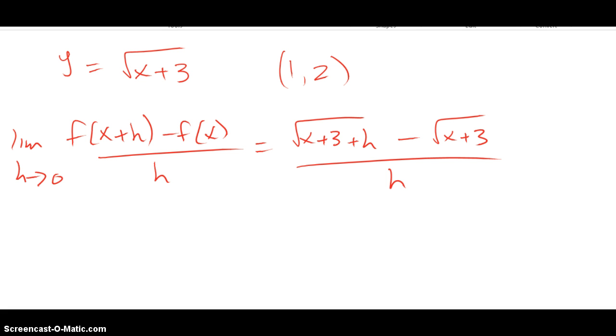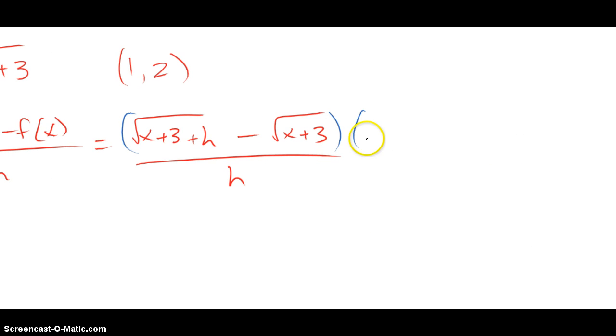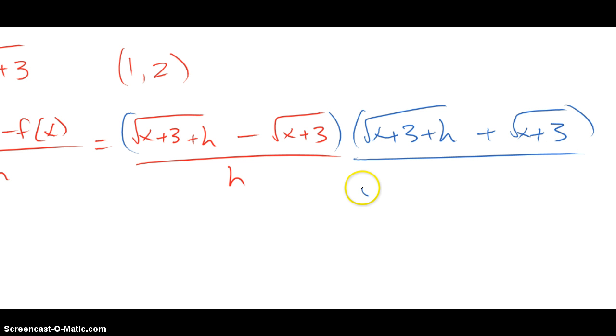So what I showed you in class was to multiply by the conjugate. So we're going to do the square root of x plus 3 plus h plus the square root of x plus 3 over the same thing. And I'm going to let you finish that on your own.